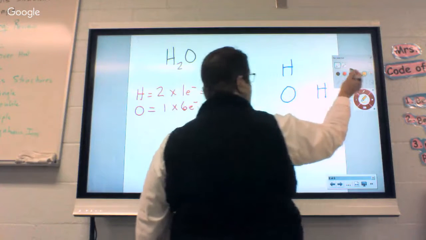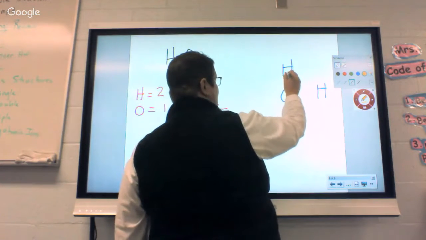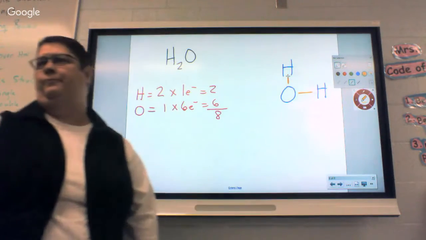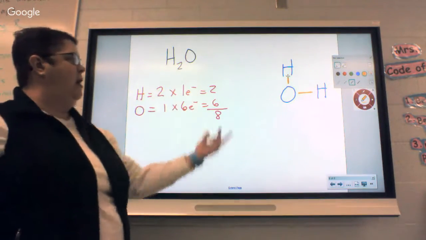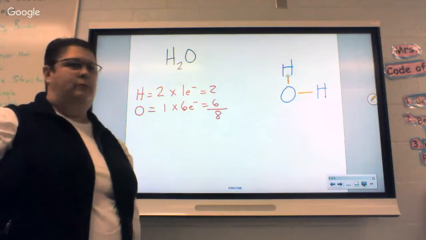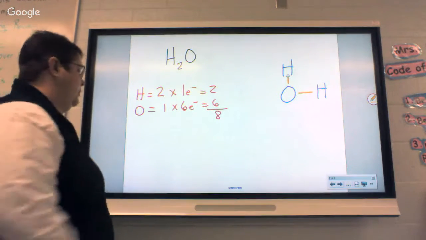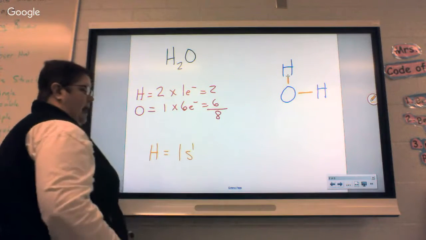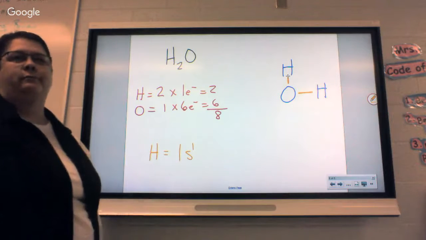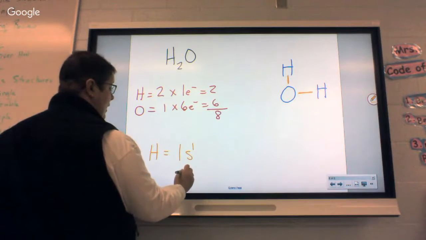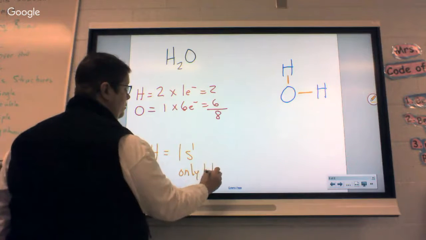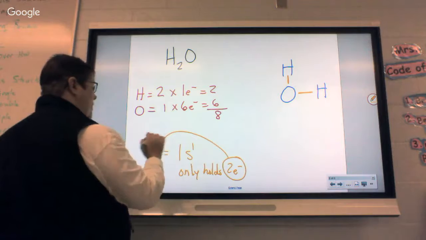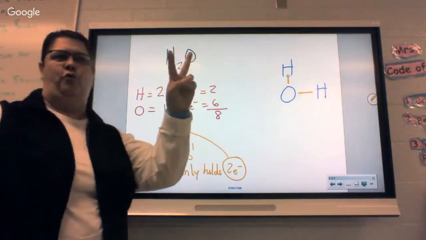Okay? So, instead of drawing the dots first this time, I'm going to put a line here and a line here because we already know what's going to happen between the H and the O. They're going to share. So, 2 are going to share there, 2 are going to share there. Now, H is an exception. H has a configuration of 1s1. How many electrons can an S sublevel hold? 2. It can only hold 2 electrons. So the maximum electrons that hydrogen can have is 2.